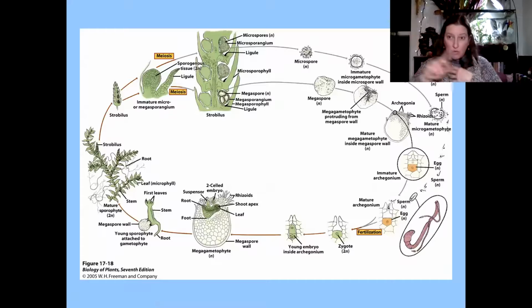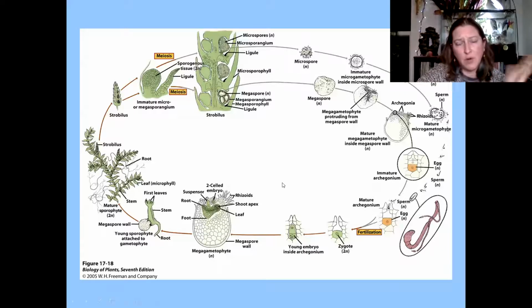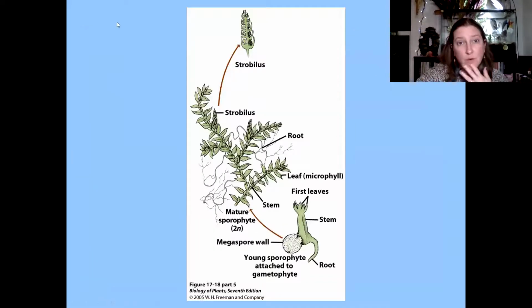Now we're going to go through Selaginella alternation of generations so that we can compare it to the Lycopodium that we just went through. This diagram comes from your book. So same players as before. I'm going to go a little quicker through this. So here's our young sporophyte plant emerging. Here's our mature sporophyte plant.